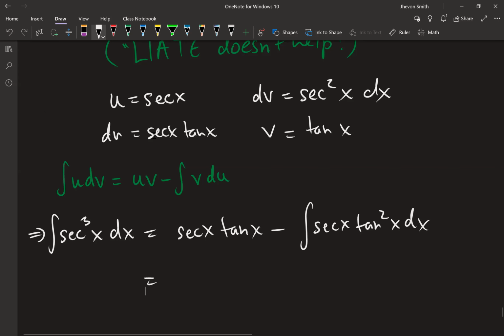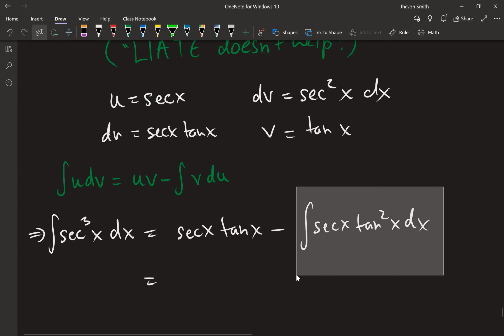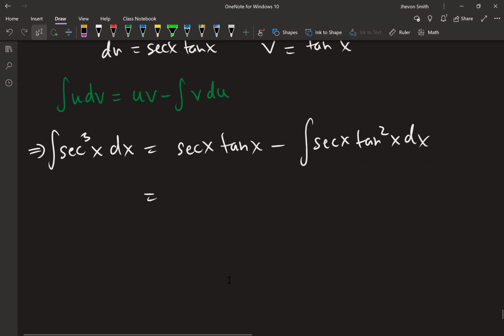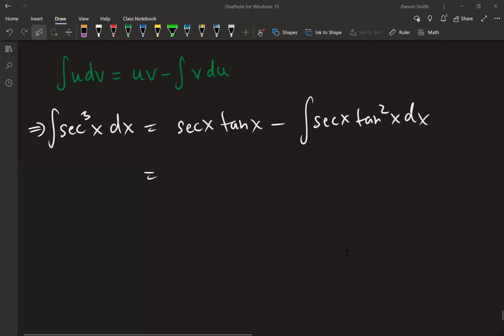Okay, now what? Now we have to figure out this integral. Ideas? Tell me how to deal with the integral of secant times tangent squared. What do you think?